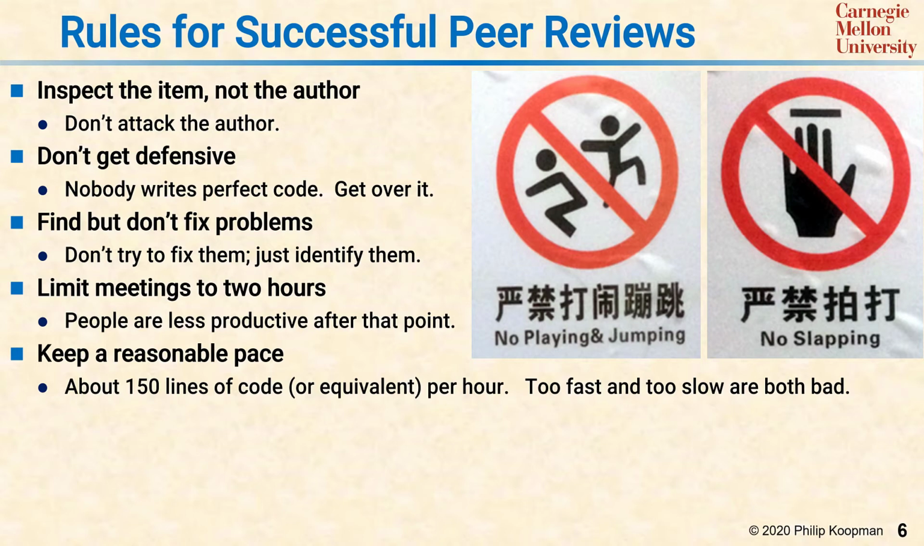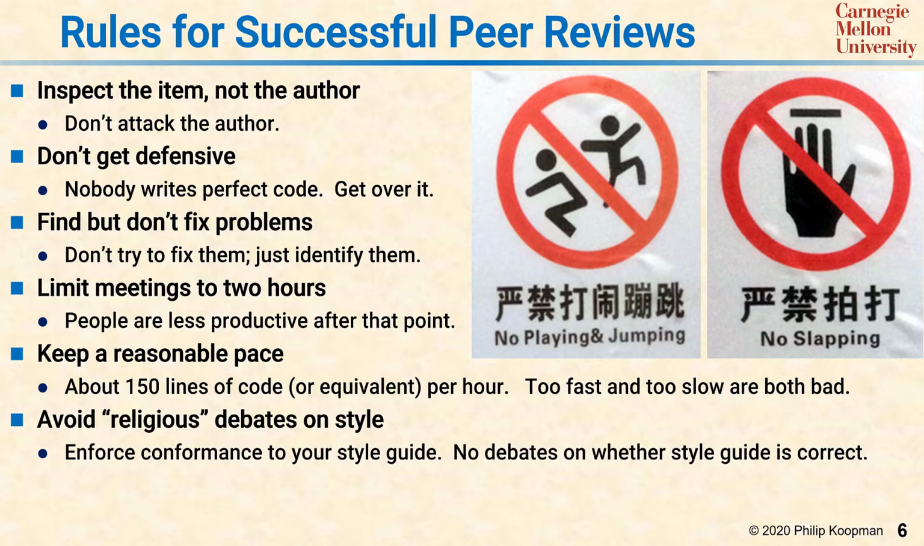During reviews, avoid, I'll call them religious debates on style. It is easy to get distracted by debates over the fine points of style and personal preferences during review. That's not what reviews are for. Style guidelines should be taken as a given. Any ambiguity or disagreement in the style guidelines should be recorded separately as a defect with the style guidelines, and then get back to looking at the code you're there to look at.